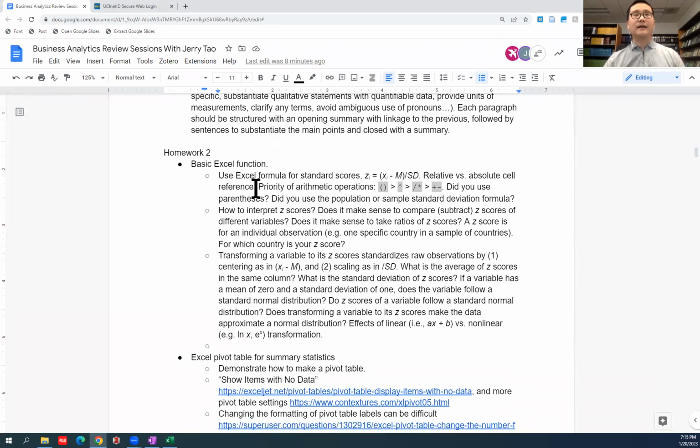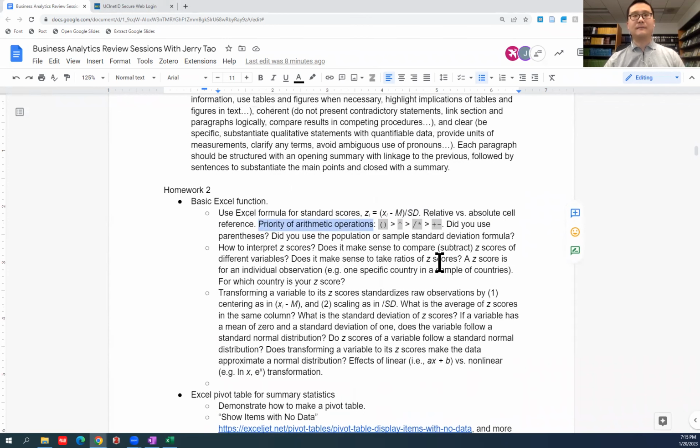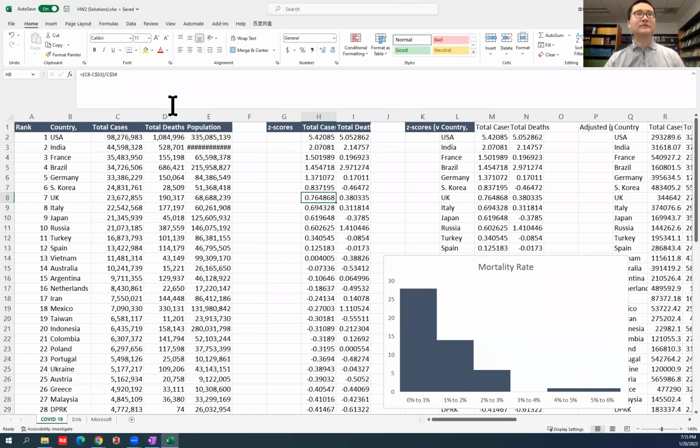All right. Item 2 for z-score formula use is that we need to pay attention to the priority of arithmetic operations, which means that we need to use parentheses in this case. If anyone did not use parentheses, you may find you got some misleading results.